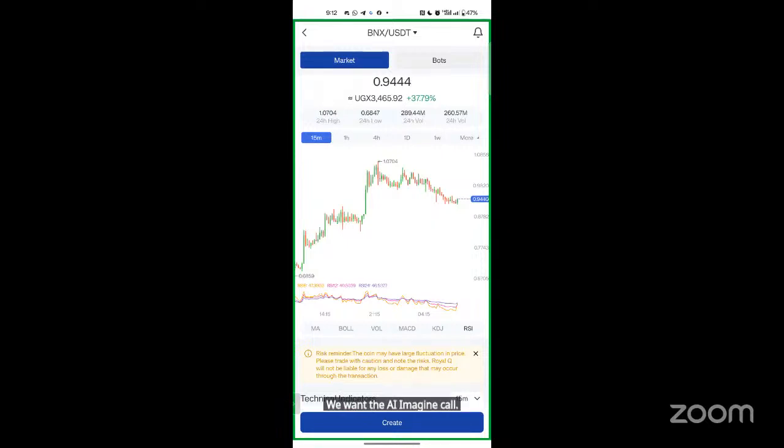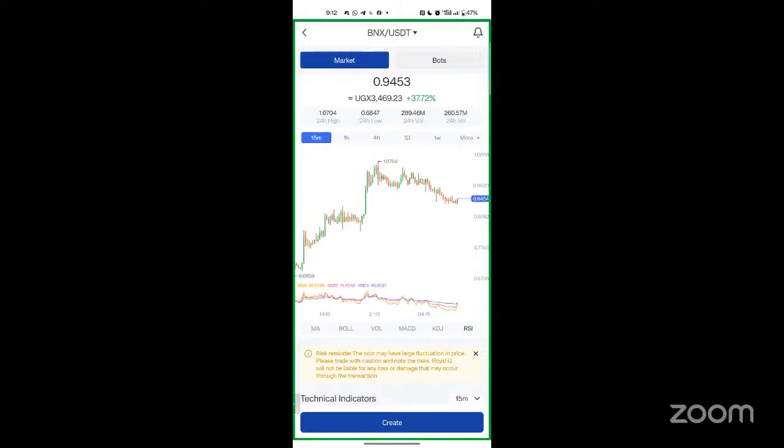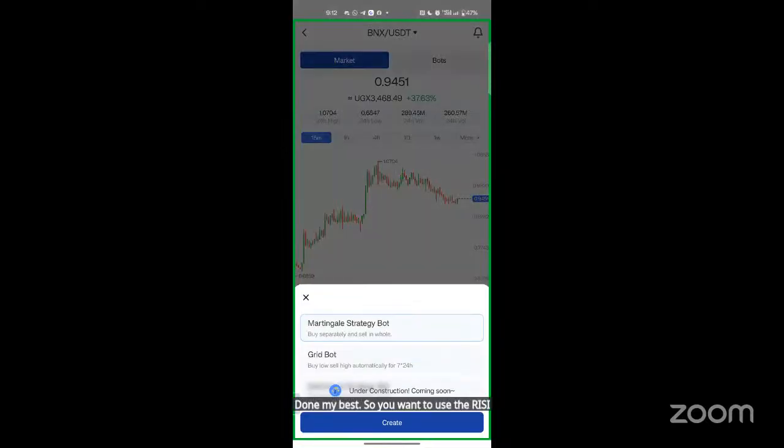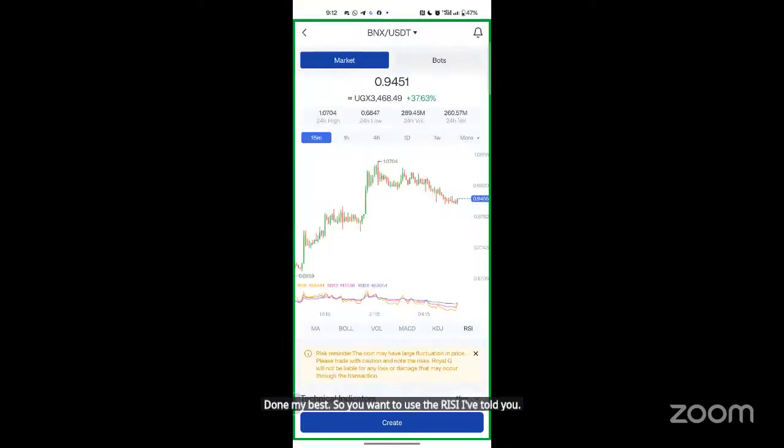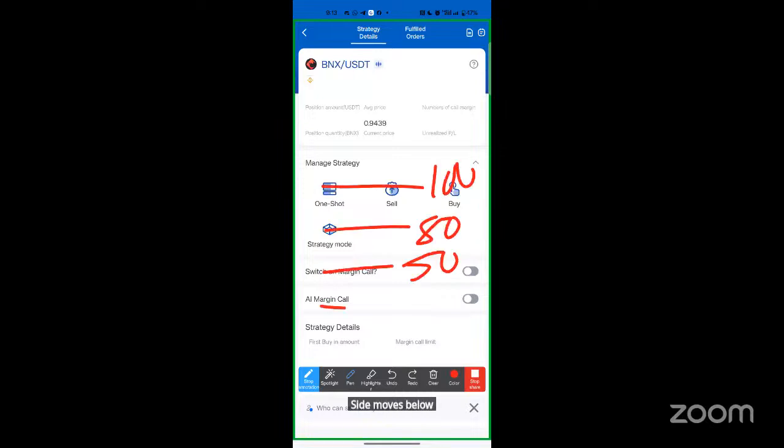It will prevent the robot from investing too much in the market. So you want to use the RSI. I have told you, the RSI moves below 50. That is anything at 40.